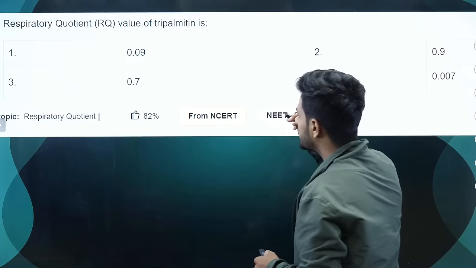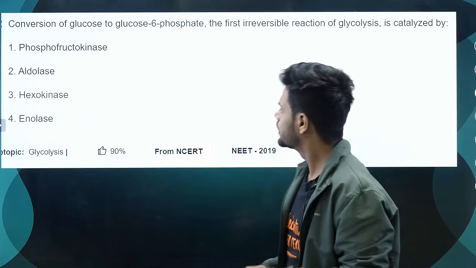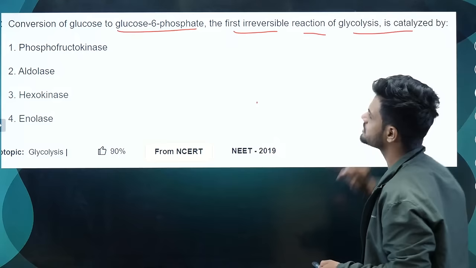Now, tripalmitin is a type of lipid. Lipid has a respiratory quotient of 0.7. Easy, 0.7. Next question. Conversion of glucose to glucose-6-phosphate, the first irreversible reaction of glycolysis, is controlled by hexokinase.